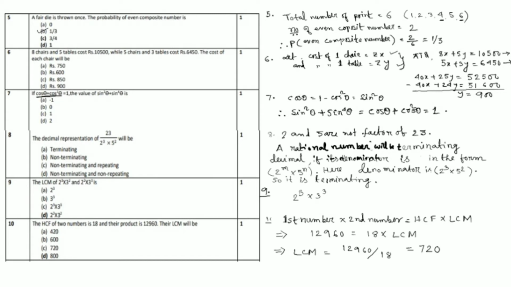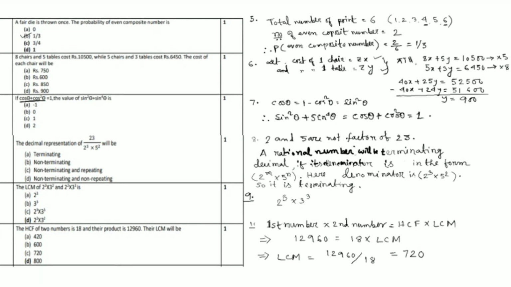And according to the question, 8 chairs and 5 tables, so 8x plus 5y will be what? It is provided as 10,500. I write it here. And in the second condition, 5 chairs and 3 tables, the total cost will be 5x plus 3y, and the total value will be 6,450. And I write down here.